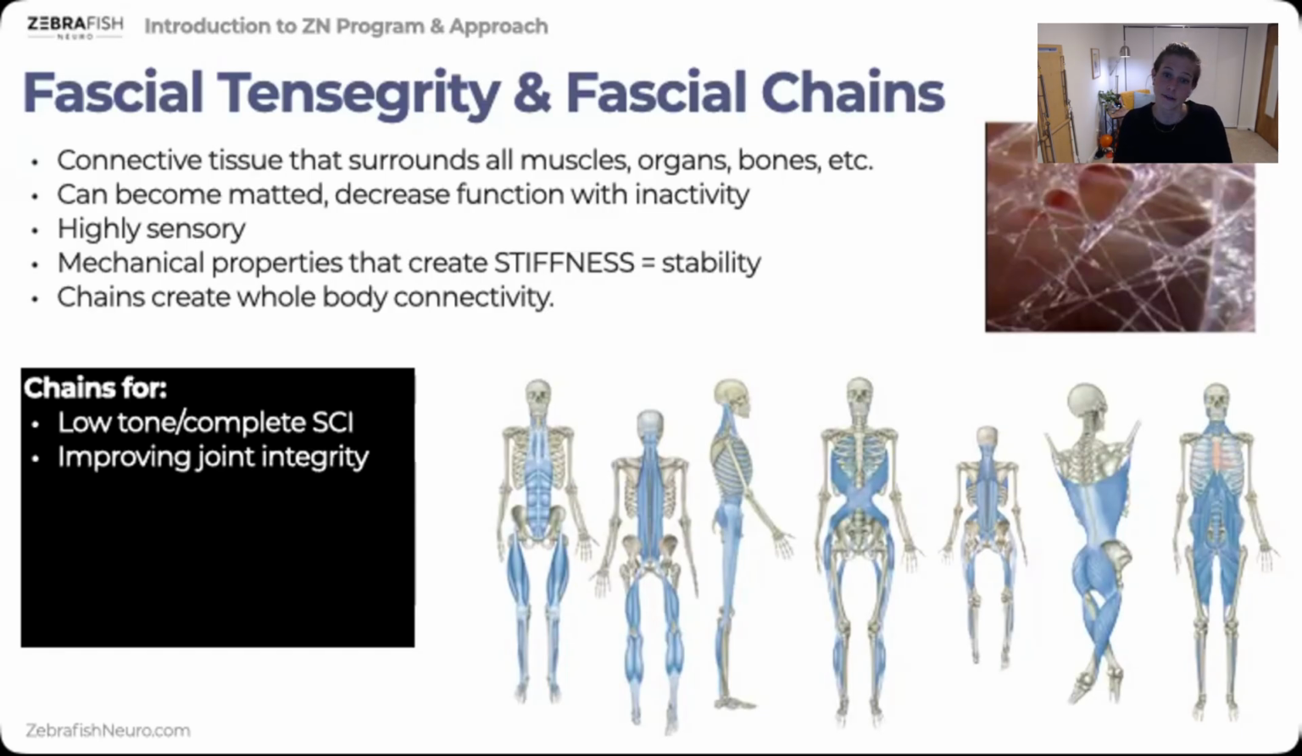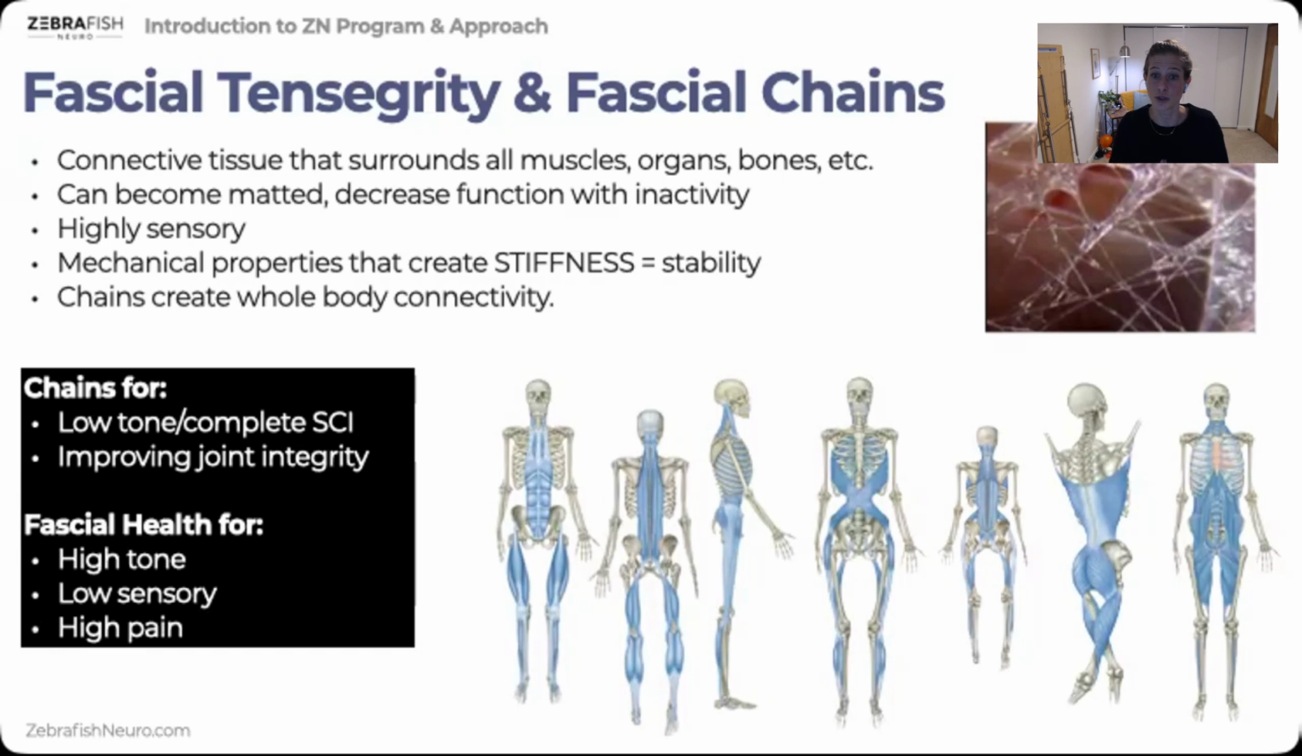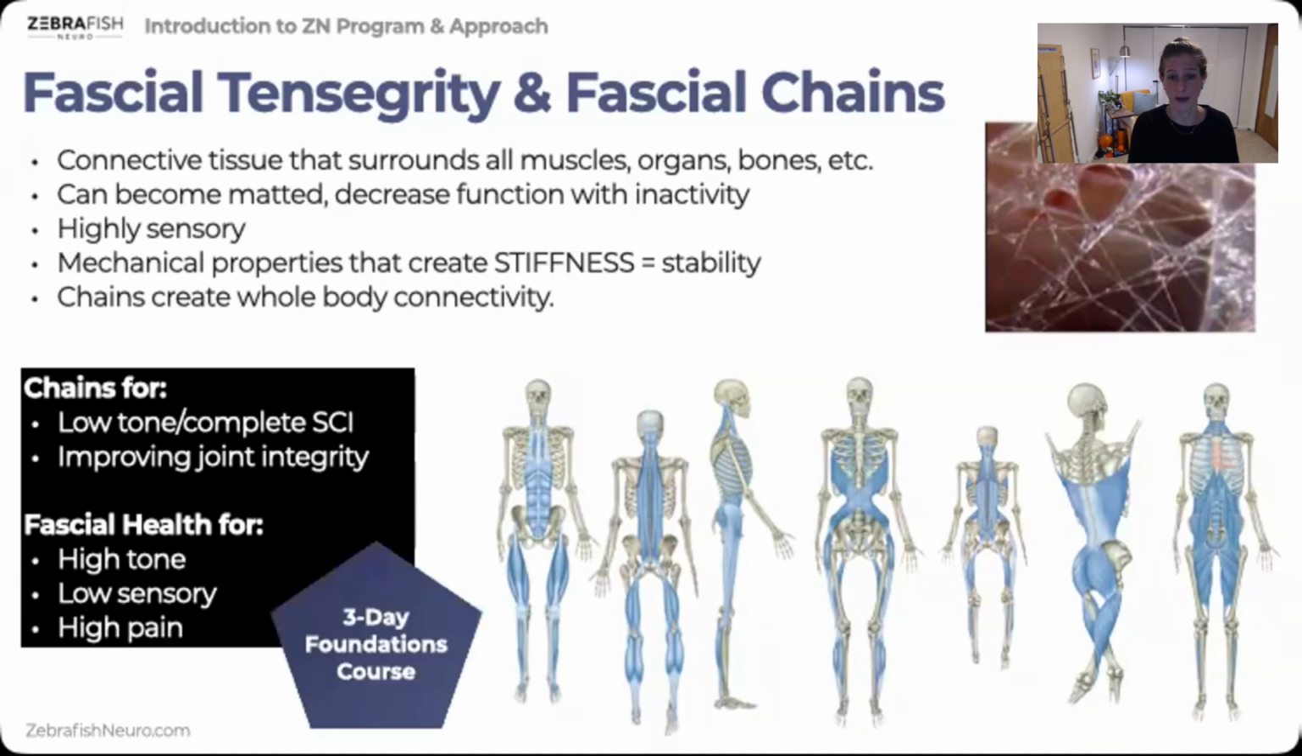For application of fascia, I'll use the chains for people with low tone or complete spinal cord injury because, again, it creates that force transmission across joints, helps with joint integrity. And I'll be looking to improve the health of the fascia for people with high tone, low sensory, people with low sensation. I'll leverage fascia for improving proprioception. And then also fascia hosts a lot of pain receptors. So if we can organize the fascia and prioritize some of the health of the fascia, maybe we can drop some of that pain, maybe neuropain. Jury's out, but that's my theory anyway. I talk about the fascial systems and the fascial chains and the fascial health a ton in the 3-day course. So if that's something that you're interested in learning more about, the 3-day course is where you need to go.